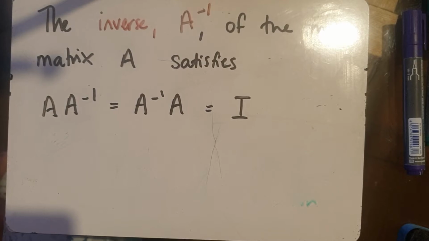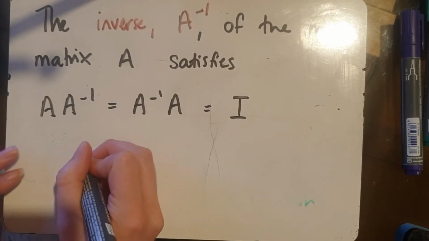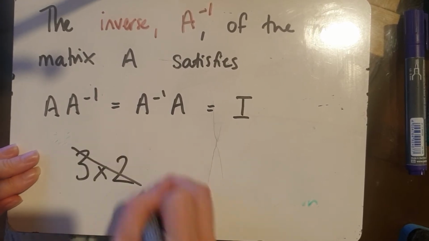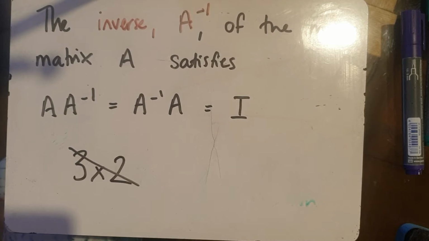It is only square matrices that will have an inverse. So a 3 by 2 matrix will not have an inverse. It is only a square matrix that has an inverse. To find the inverse of a matrix, we have to use the determinant. And you only know how to find the determinant of a 2 by 2 matrix. So you will only need to find the inverse of a 2 by 2 matrix.